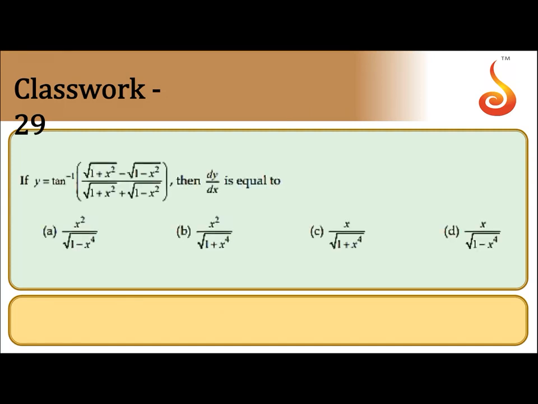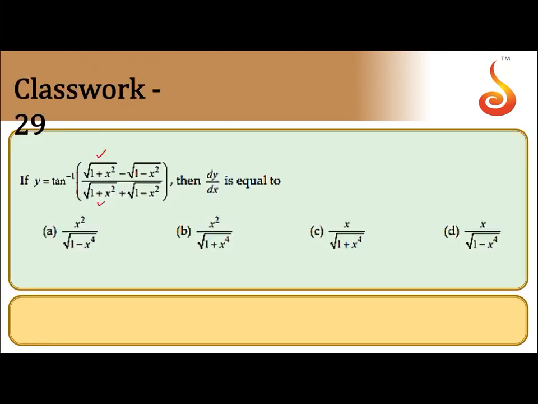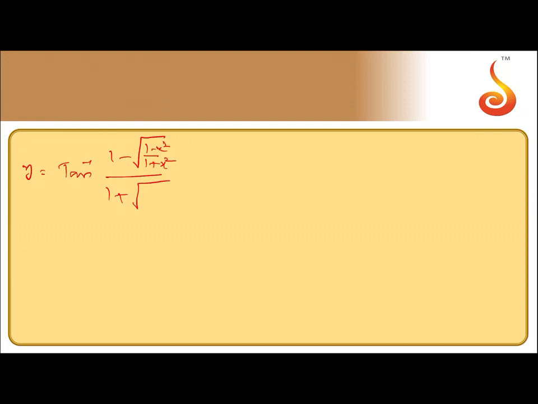Coming to the next one. Tan inverse of root of 1 plus x square minus root of 1 minus x square by root of 1 plus x square plus root of 1 minus x square. Why can't you divide by the factor in the numerator and denominator? You can write this as y is equal to tan inverse of 1 minus root of 1 minus x square by 1 plus x square, divided by 1 plus root of 1 minus x square by 1 plus x square. But we know tan inverse of 1 minus x by 1 plus x is pi by 4 minus tan inverse of x, with x as root of 1 minus x square by 1 plus x square.